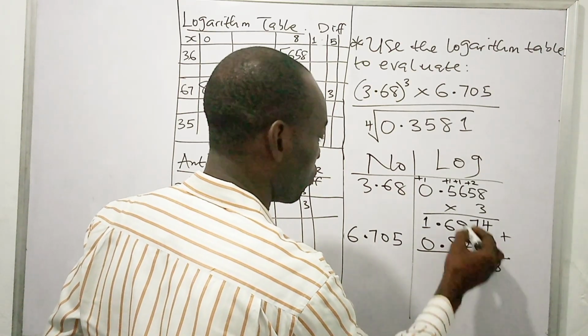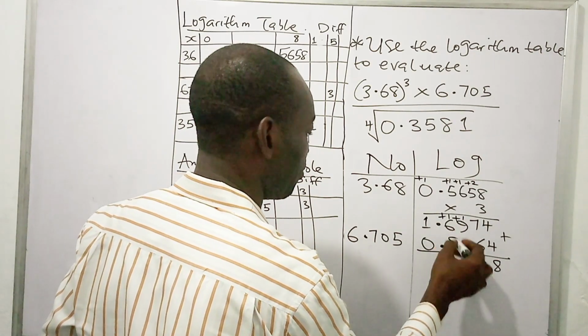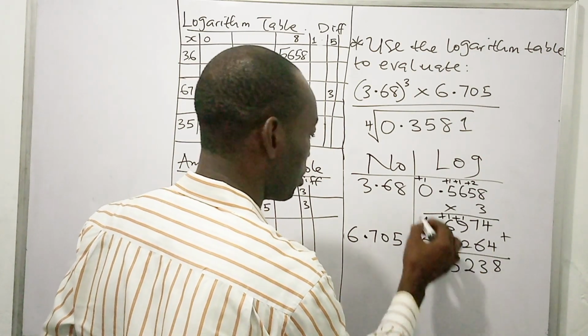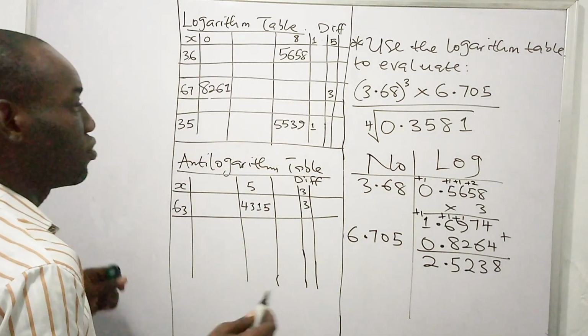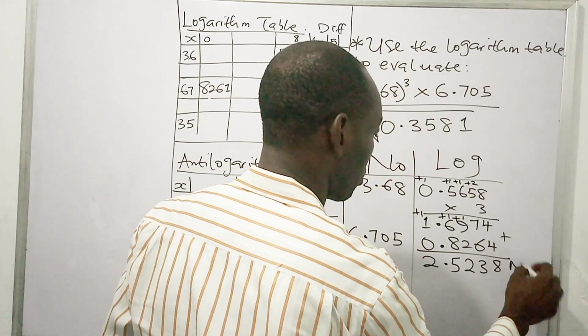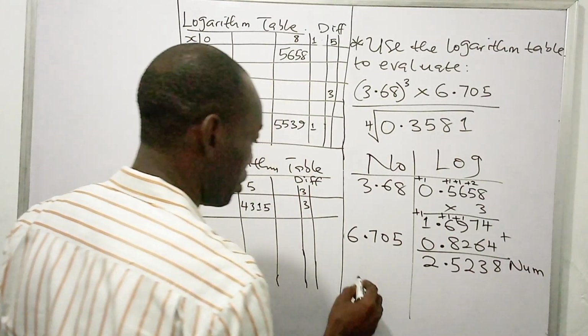So addition here for the numerators will give us 8, yes, 13. 3 carry 1. That's 10, 12. 2 carry 1. That's 14 plus 1, 15. 5 carry 1. 1 plus 1, that's 2. Now, this is what we have from the numerator. Now, let's go back to the denominator.